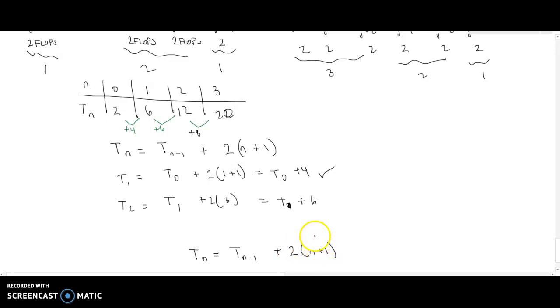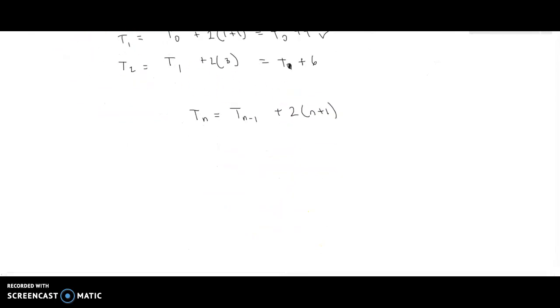And now I can go ahead and solve this recurrence relation by using the method of iteration. And according to the method of iteration, we should now be able to construct the patterns, which we've already kind of done. We said T1 is T naught plus 2 times 2.